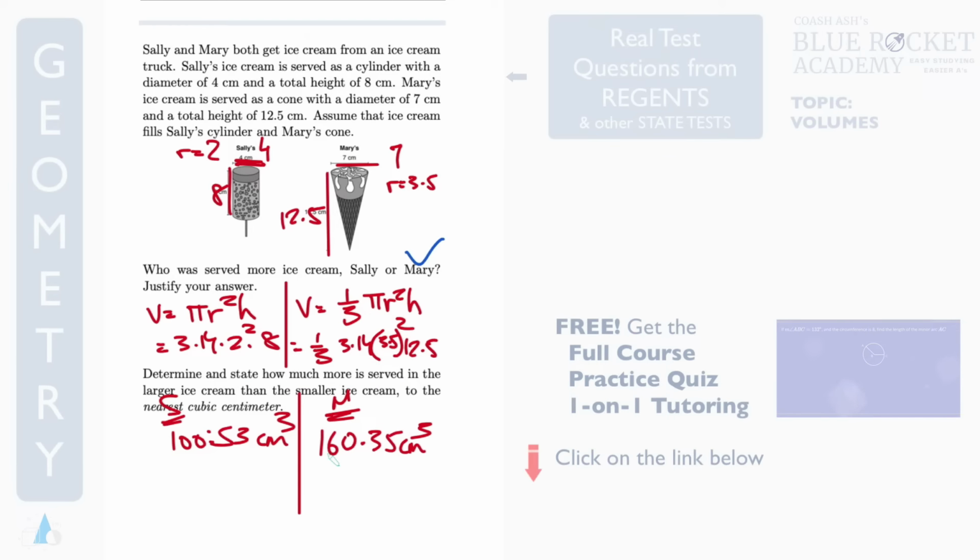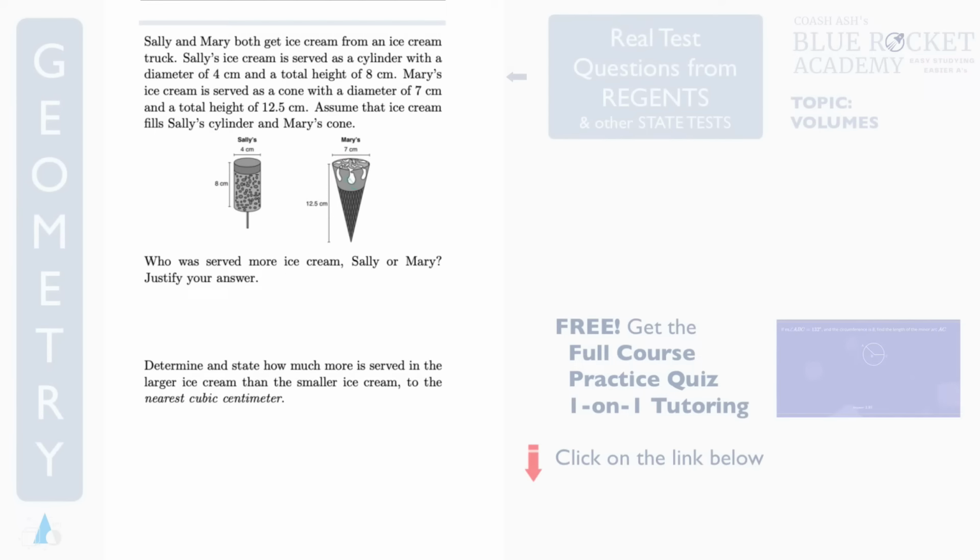Obviously, you just take the difference. So 160.35 minus 100.53 centimeter cubed. Just copying this over here, subtracting it. When you subtract it, roughly it's going to be 60 centimeter cubed. Remember, they're asking you the nearest cubic centimeter, how much more ice cream was served. So nearest cubic was 60 cubic centimeters, and so that's your answer.